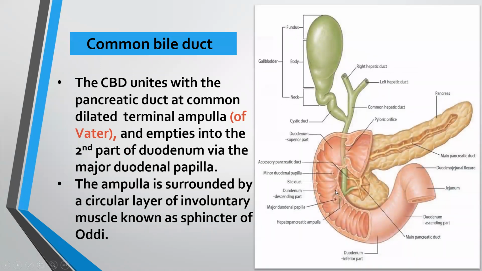Common bile duct unites with the pancreatic duct at the common dilated terminal ampulla of Vater and empties into the second part of duodenum via the major duodenal papilla. Ampulla is surrounded by a circular layer of involuntary muscle known as sphincter of Oddi, which has also a variable location, sometimes reaching the stomach area or seen distally in the third part of duodenum.